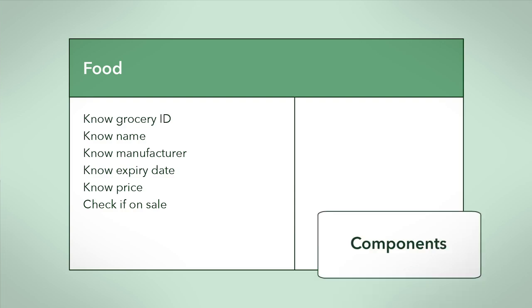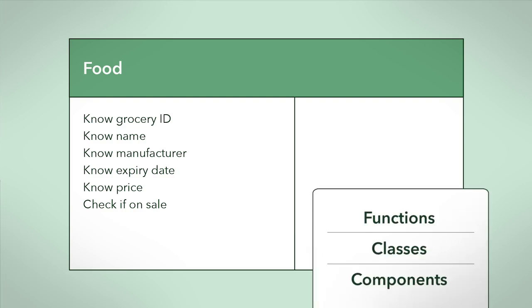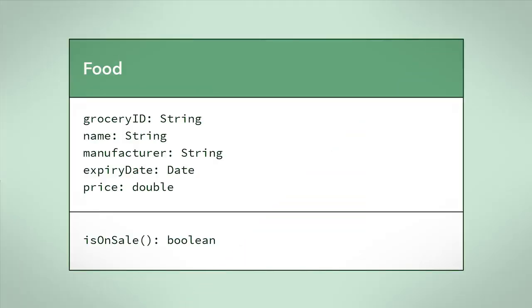Although CRC cards represent components, if you remember early on, the goal of design is for the components, when they are refined enough, to become functions, classes, or collections of other components. Since we use Java in this course, where an abstraction is formed in a class, we focus on classes. So, how would the food class look in a class diagram? This is the class diagram representation of the food class.